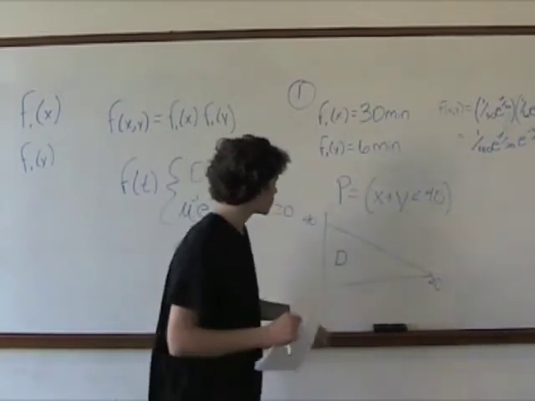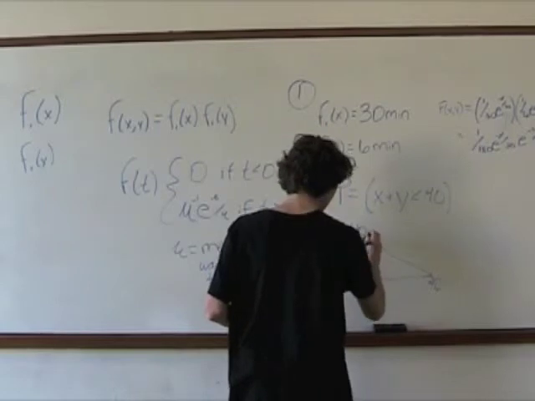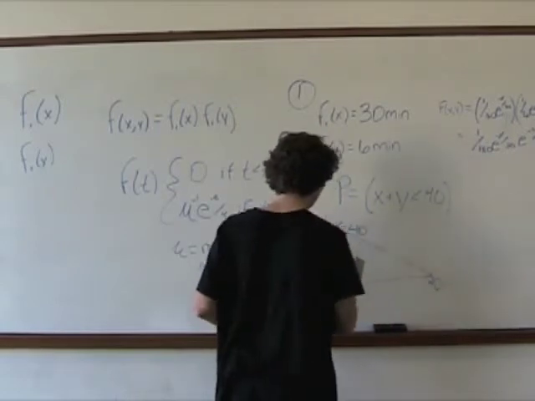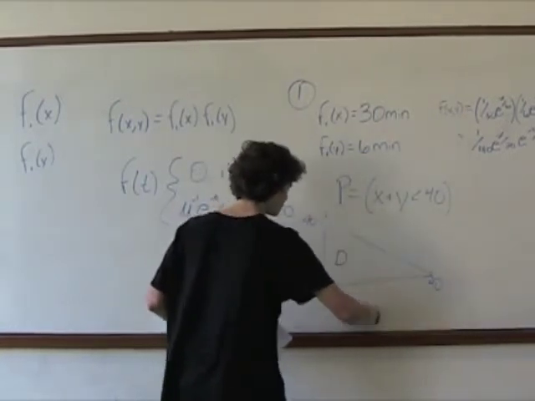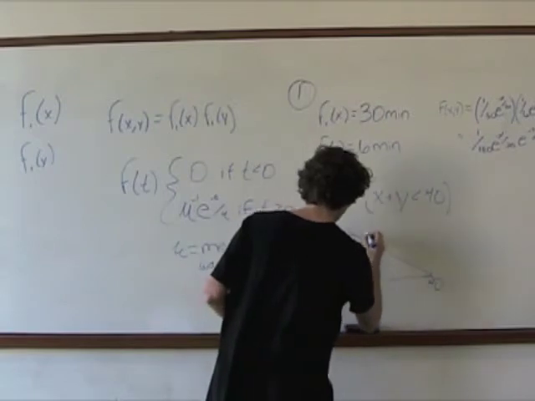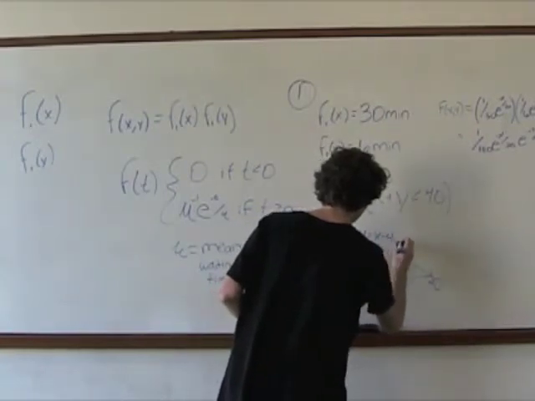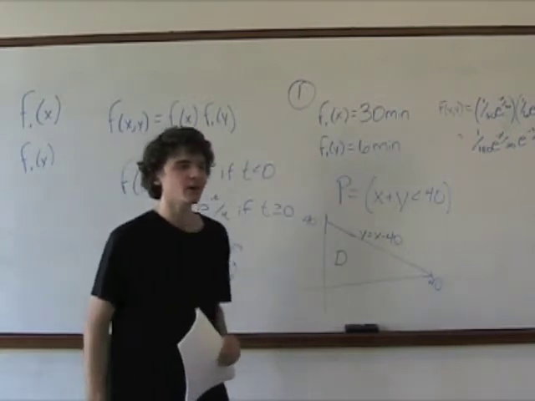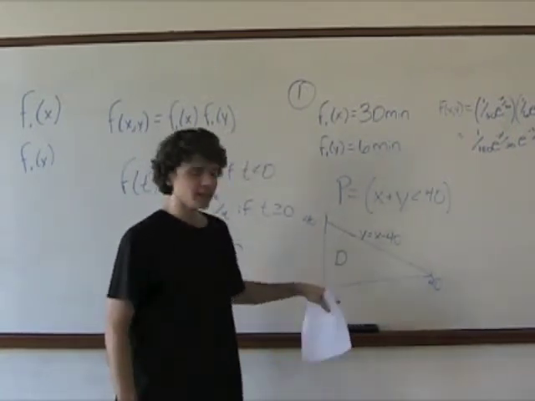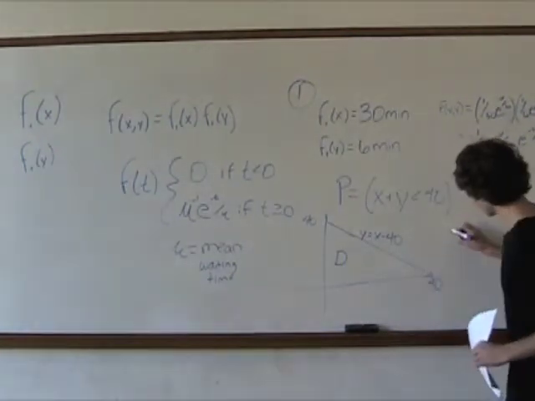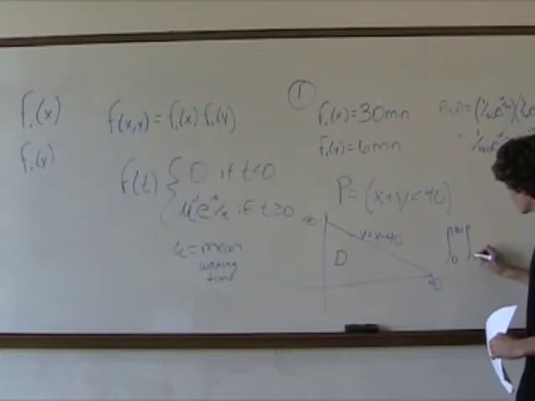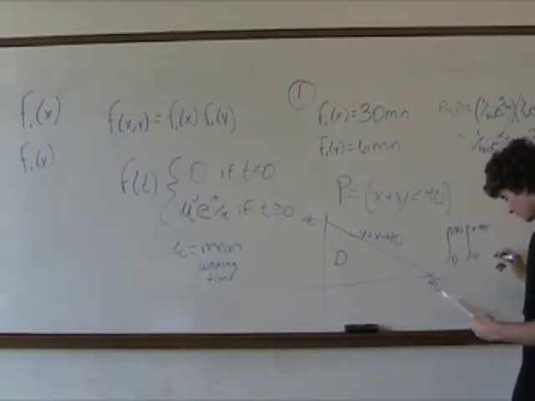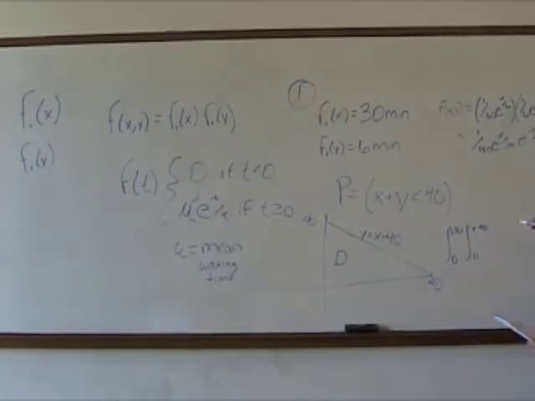The hypotenuse has an equation of y equals 40 minus x. Let me rewrite that so it's clearer. So if we want to find the integral of this, we would take the double integral from 0 to 40, from 0 to 40 minus x. And we can put this piece in here.